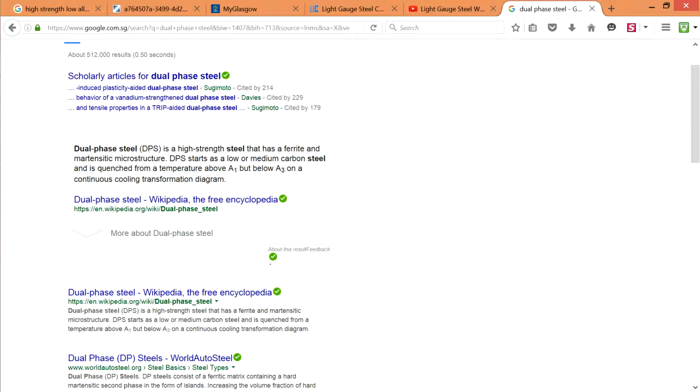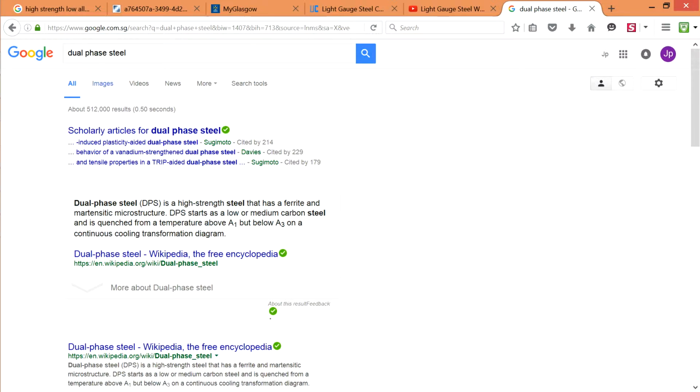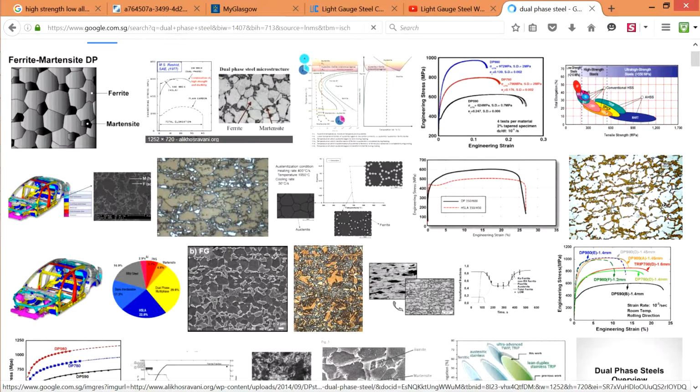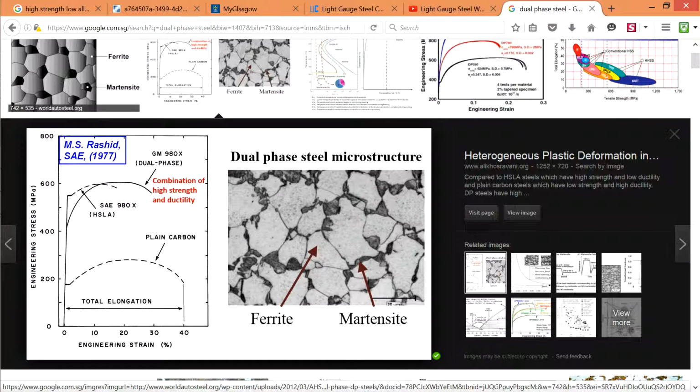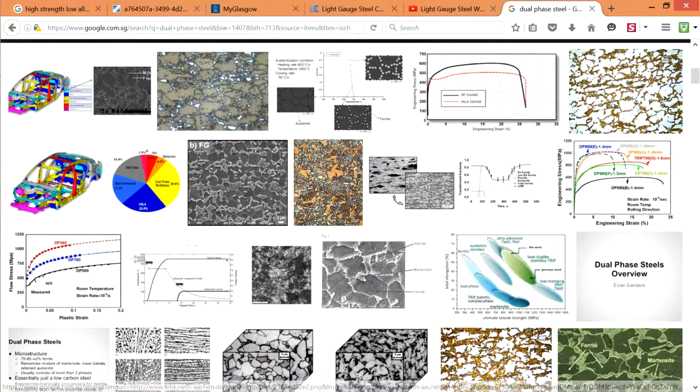Dual phase steel is a high strength steel that has ferrite and martensite together as one. I also don't know what is going on here. This is a dual phase steel microstructure. I don't think I need to elaborate, it's really a lot of stuff.